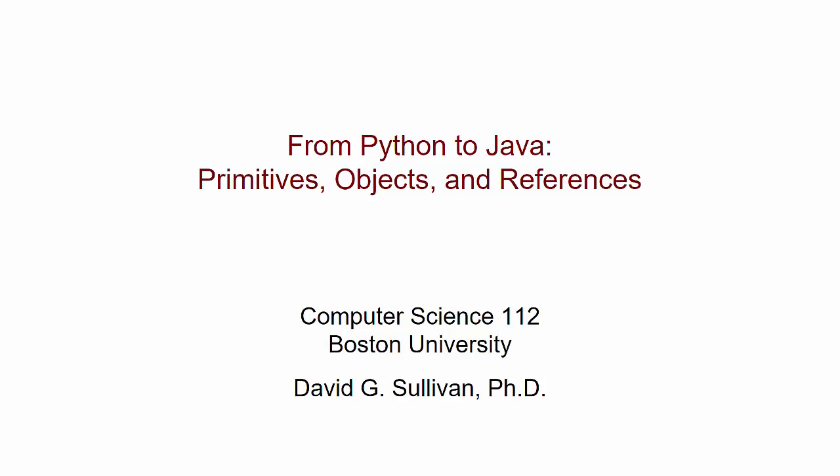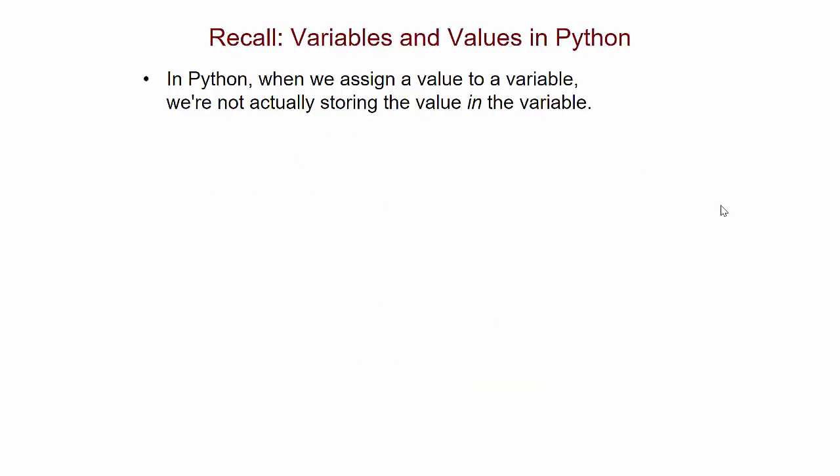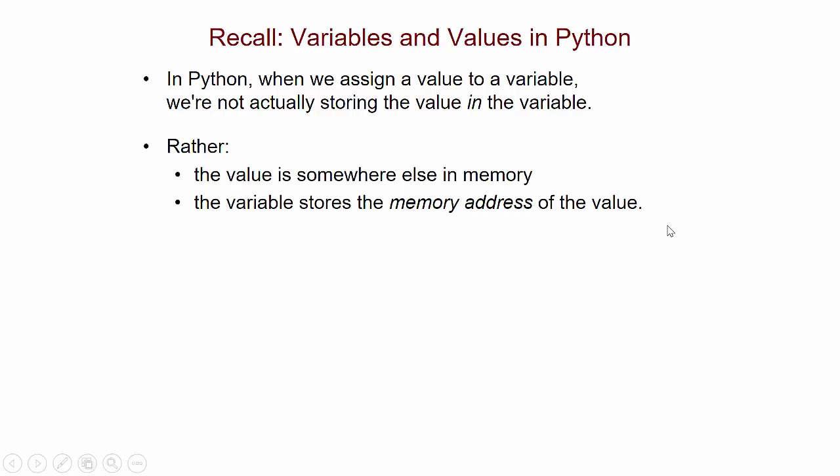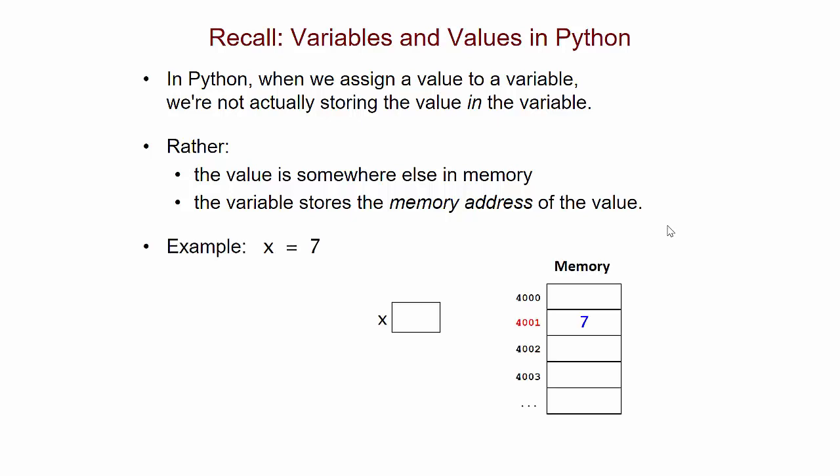In this video, we're going to see differences between how Python and Java represent various types of data in memory. In Python, when we assign a value to a variable, we're not really storing that value in the variable. Instead, the value is somewhere else in memory, and the variable stores the memory address of the value. So for example, if we're storing the integer 7 in the variable x, 7 is somewhere in memory.